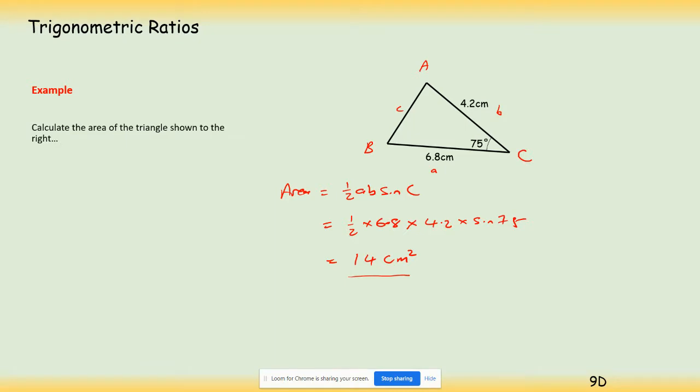So what I want you to do now is to hit pause and write this example down, sketch the diagram. When you're ready then, hit play again and move on to another example.